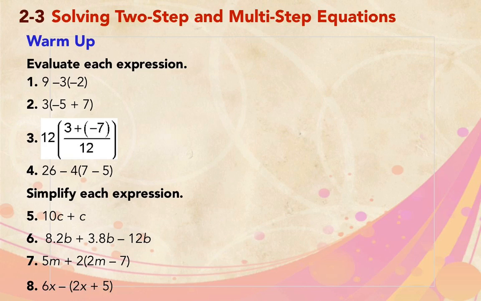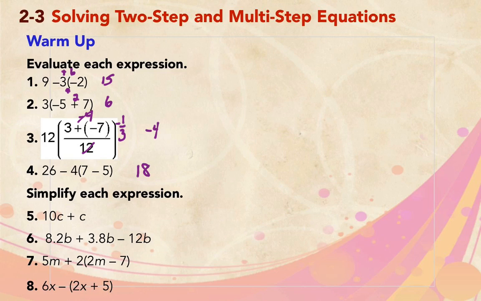For number 1, just real quick, 9 plus, and then this is multiply, so I hope you did multiply first. Negative 3 times negative 2, and got positive 6. So 9 plus 6 is going to be 15. Number 2 here, do the parentheses first. Negative 5 plus 7, that's 2, and then 3 times 2 is 6. Number 3 here, you have to do each the top and bottom. So this 3 plus negative 7, that's going to be negative 4, and then negative 4, and then you can reduce this here and get negative 1/3, and this turns out to be negative 4. Number 4 is 18.